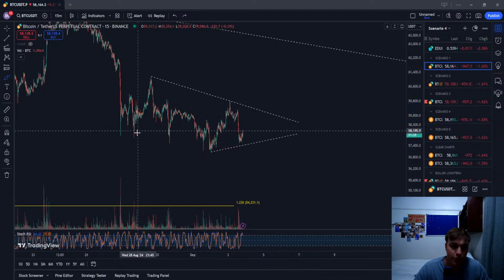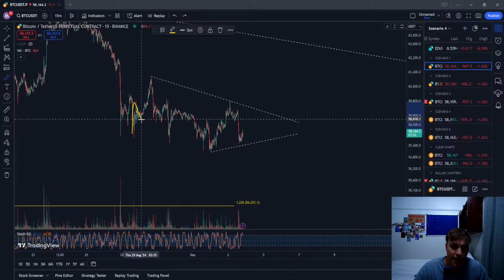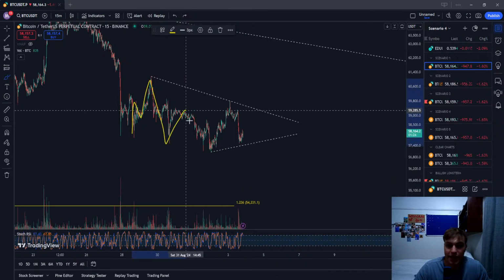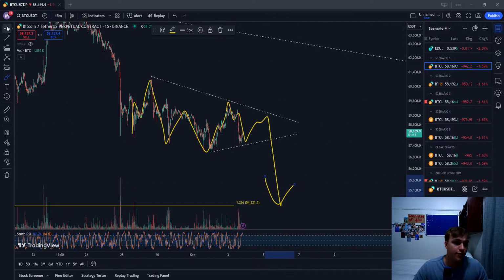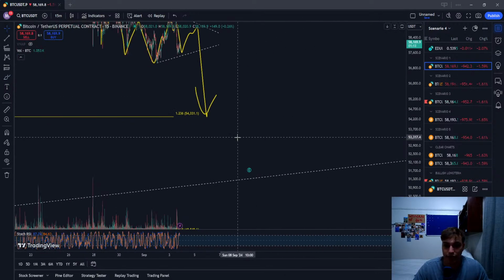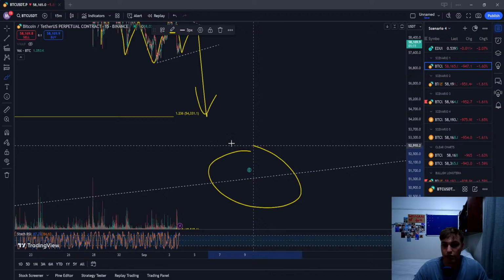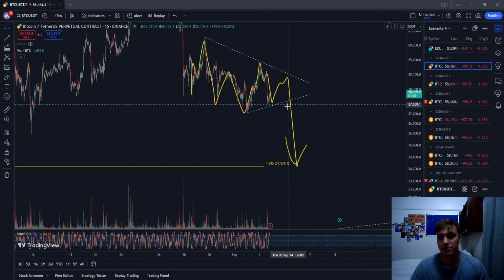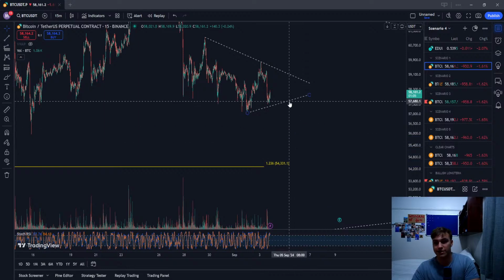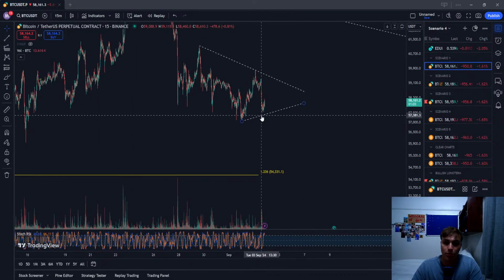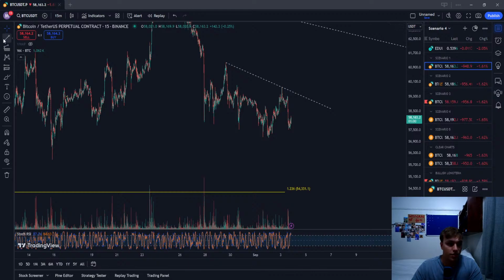It would actually be a WXY. So A, B, C, WXY, A, B, C, A, B, C, A, B, C, and then down. Very possible for that in that C wave, and then finishing off this C wave. This is just rough analysis here, so take it with a bit of a pinch of salt, but we are looking at lower prices. That is what we are looking at the moment.